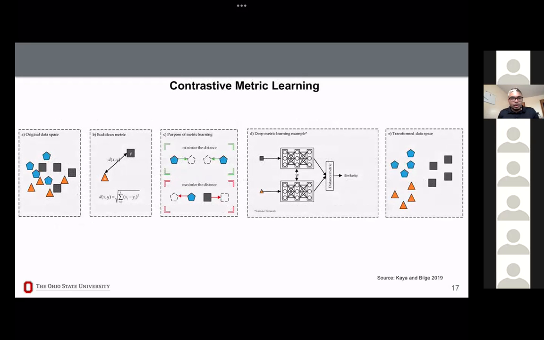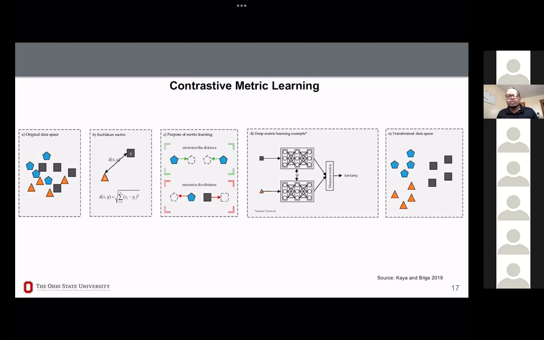Now, I hope you guys can read this. It is kind of pixelated due to my iPad screen sharing. But this was an image taken from a review paper and really gives a brief idea of what's going on.